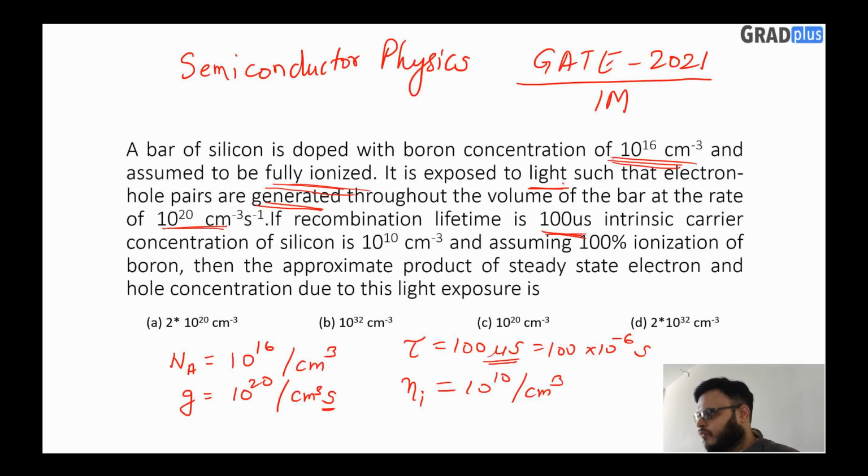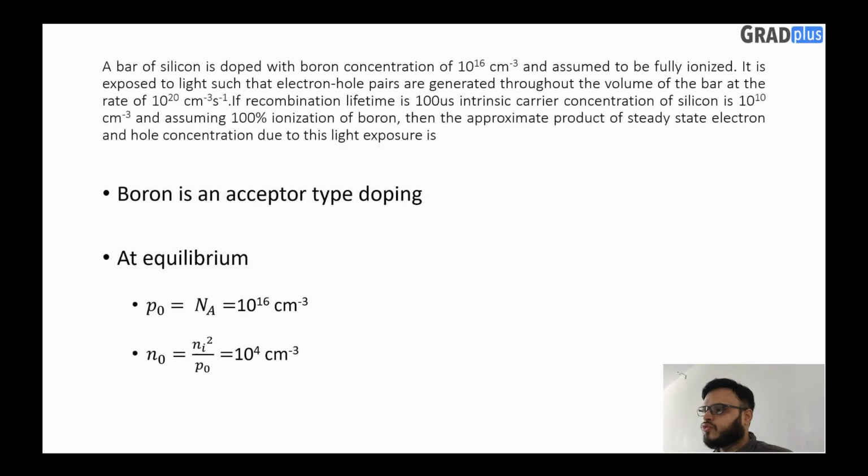So now what we have to find is the product of steady state electron and hole concentrations due to this light exposure. So we have to find nothing else but the final steady state value of n and p, that is electron concentration at steady state and hole concentration at steady state, n and p respectively. So let us start with whatever data we have and whatever understanding of the question we now have. So let us move to the next slide.